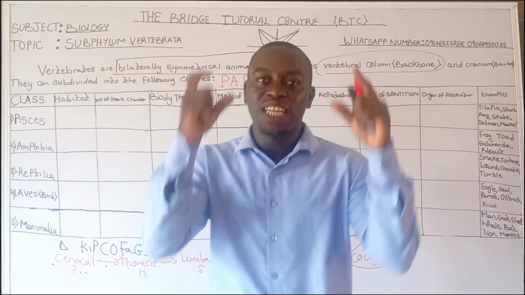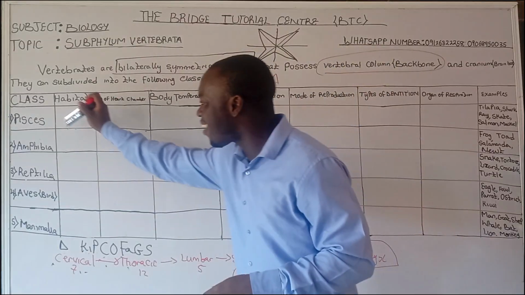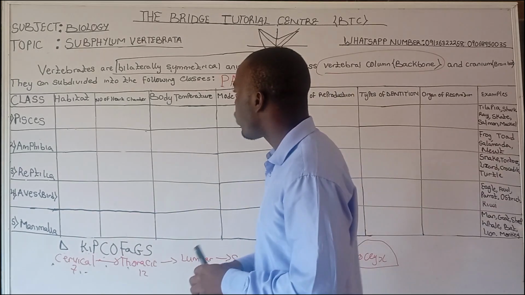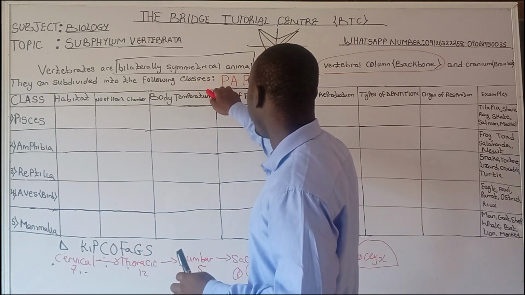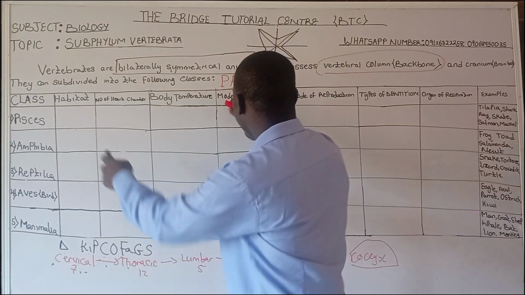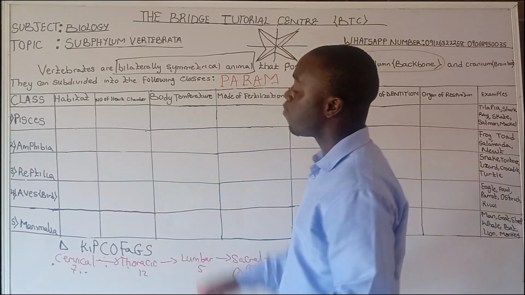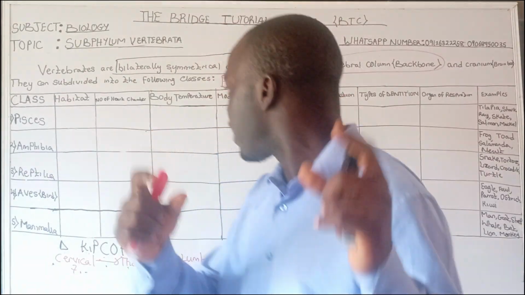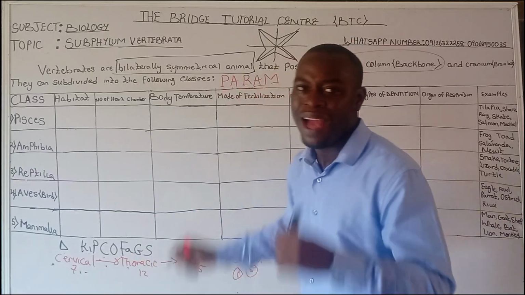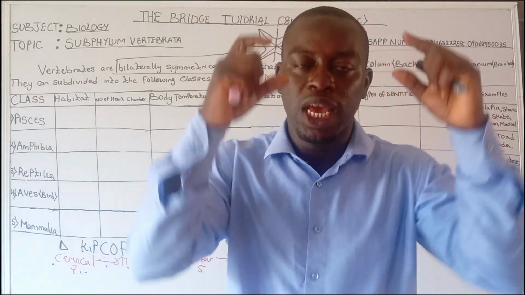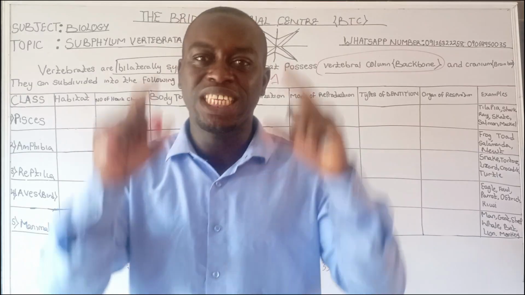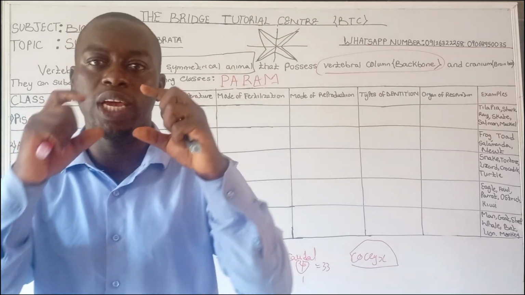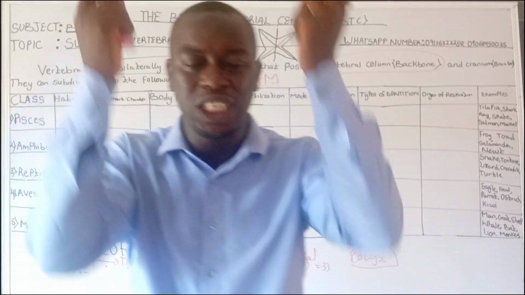Okay, so it is very important for us to take note of the main characteristics of these 5 classes. They are very, very important. Okay, so we have 5 major classes starting from P, which is Pisces. A is for amphibian. And R is for reptilia, A is for Aves, and M finally is for mammalia. So don't forget that when you are talking about this PARAM, arrangement matters. So you must memorize it as PARAM, not as any other thing, for you to be able to easily characterize each of those classes.